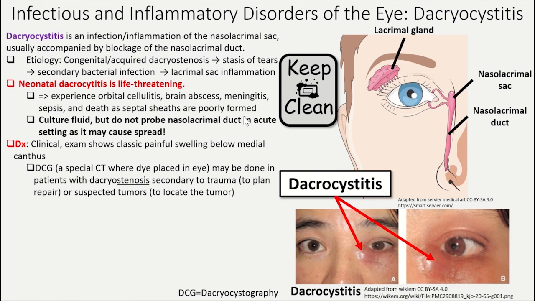Again, it's a clinical diagnosis, but when someone sees this, they may do a DCG study, which is the dacryocystography study. Basically, you put a dye in the eye with an eyedropper, and then they go for a CT scan, and that will illuminate the nasolacrimal sac and duct and show where the stenosis is.